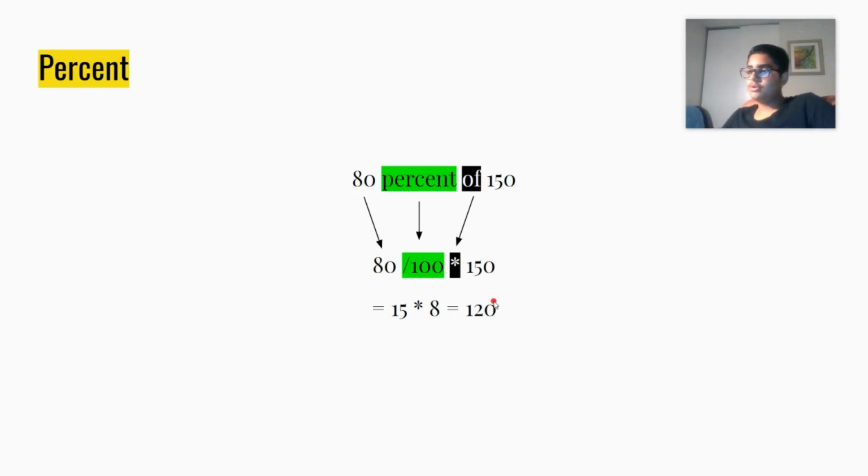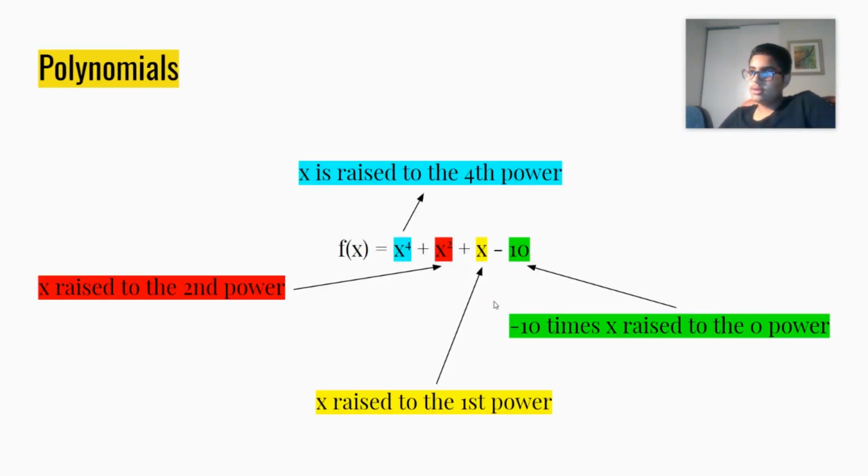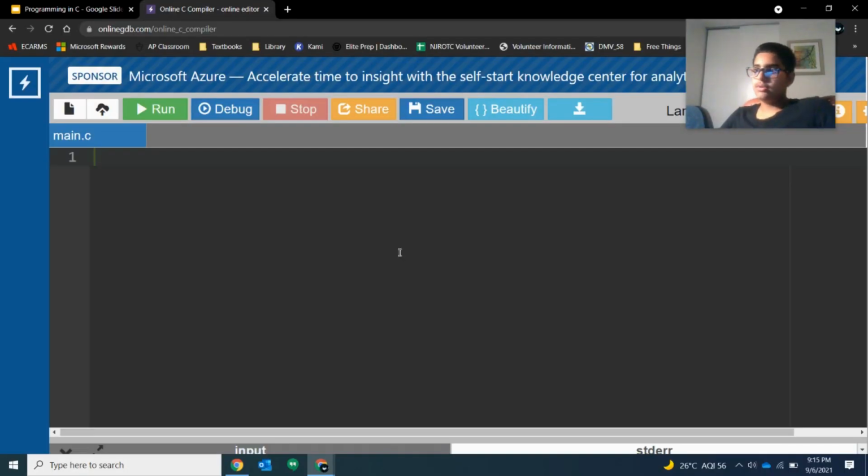So now let's jump into our coding. First, we will make a program that solves a polynomial. We will use the same polynomial from the slides, this one. F of x is equal to x to the power of 4, x squared plus x minus 10. We'll run it multiple times for multiple values. I'll code it first and then I'll explain the steps. So now let's jump right into the code.